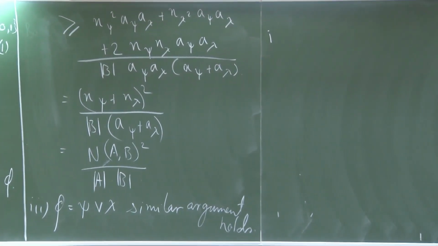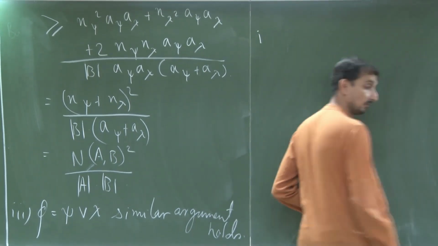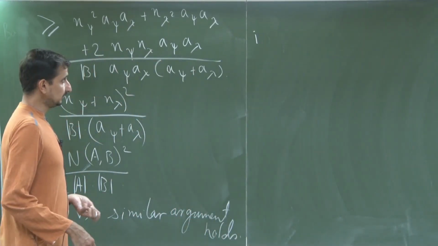Now, why is this theorem interesting? How does it give a lower bound on the formula size?